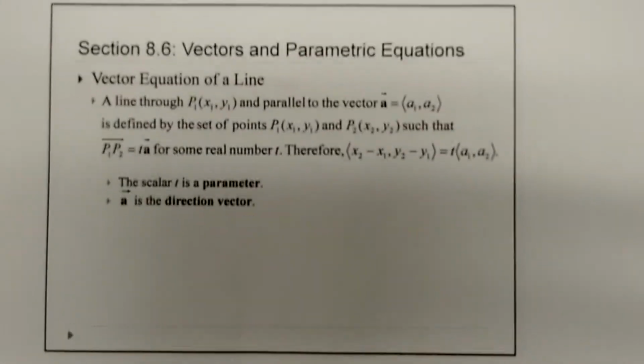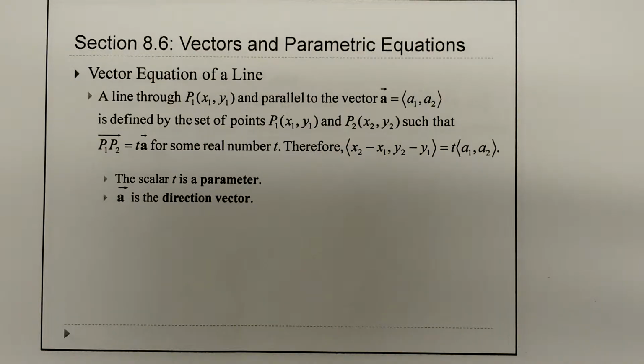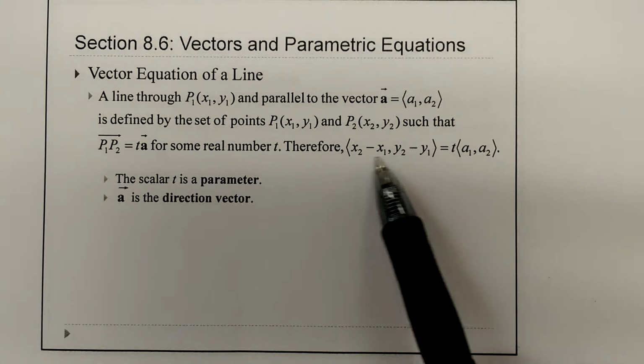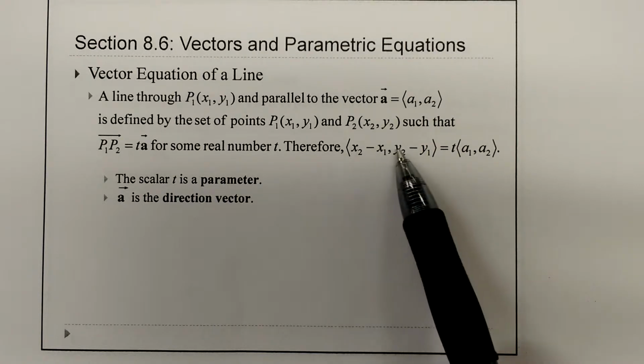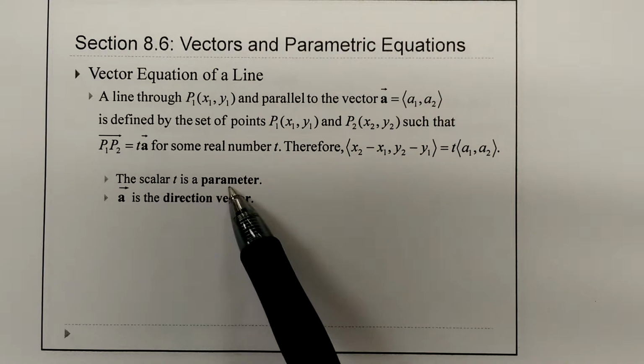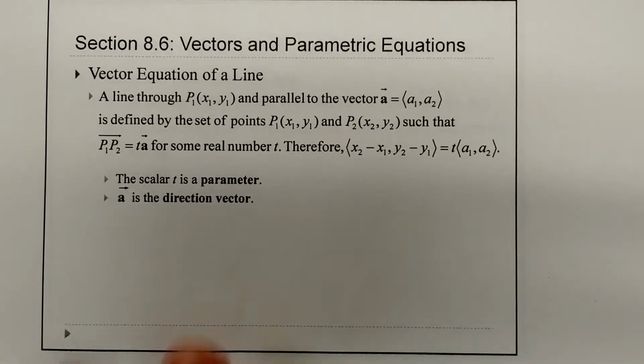So the vector equation of a line is a line that passes through some point parallel to a given vector. Normally it's defined by 2 points, P1 and P2, and so the vector that connects P1 and P2 equals t times the vector a for some real number. So then here's kind of the expanded version. Now in some cases you won't know x2 and y2, they'll just stay x and y, and then t and a1, a2. So t is a number, it's called the parameter, and a is the direction vector.